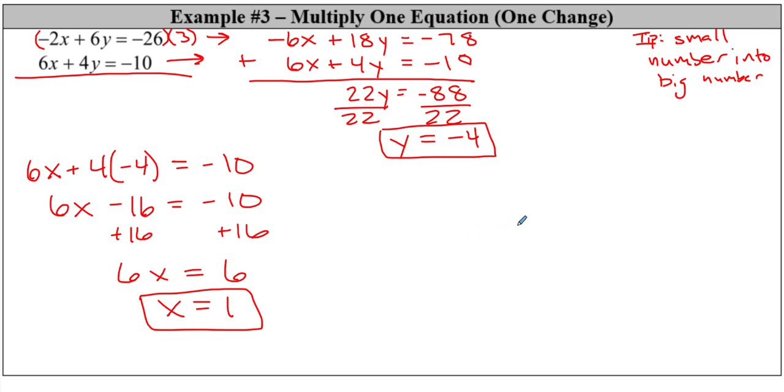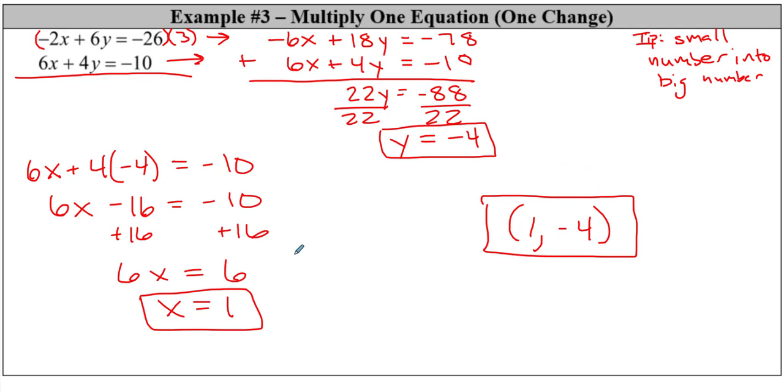I think a lot of you guys are going to like elimination much better than substitution, and that is okay, but it is very important that we learn all the methods that we can use to solve systems of equations.